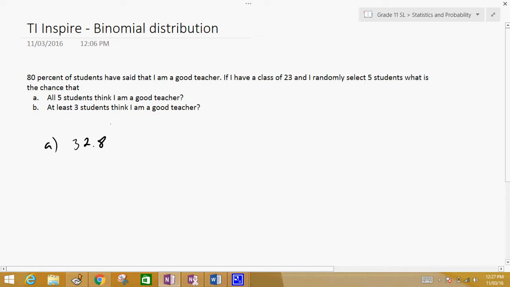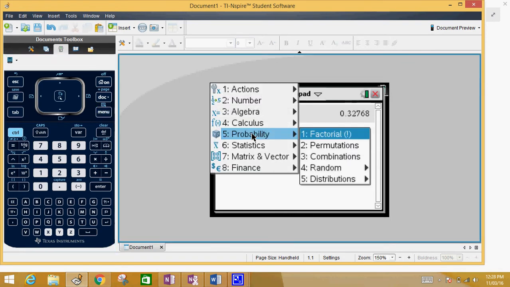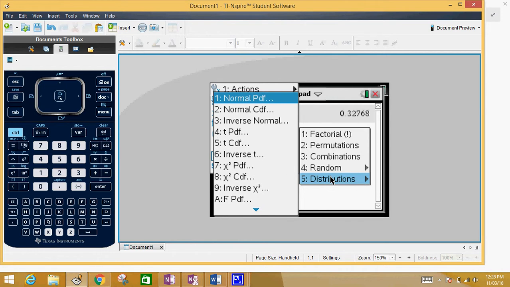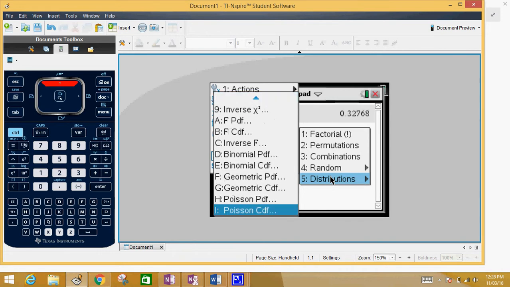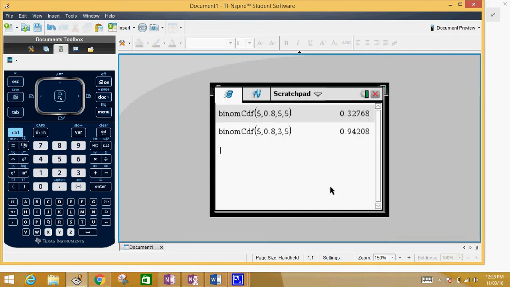Now, if you get a question with something like this, the probability at least three students think I'm a good teacher. So going back to our calculator, once again, menu, probability, distribution, and we're gonna go to binomial CDF. Number of trials, we still have five students that we're picking. Probability of success is still 0.8. Lower bound, well, this is where we're accepting three, four, or five. So the lower bound is three and the upper bound is five. It should be a bigger percent than just five. And the answer is 94.2.